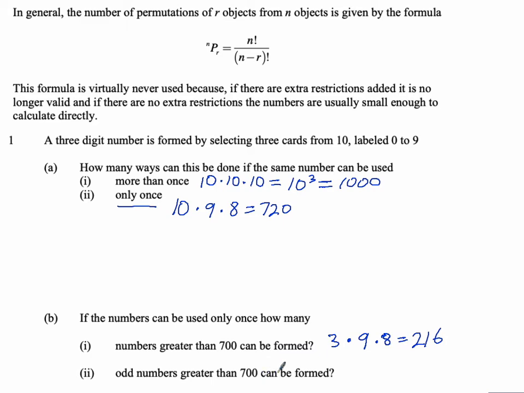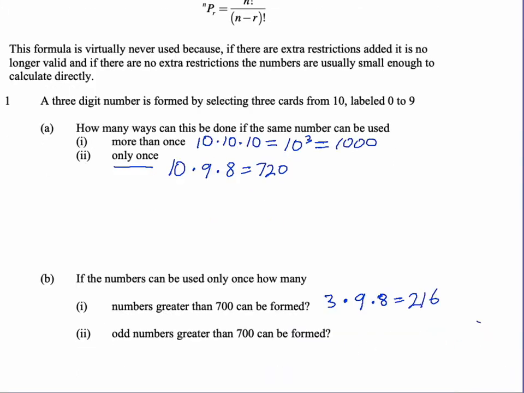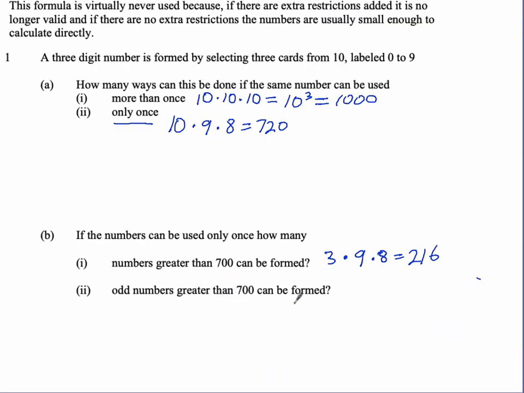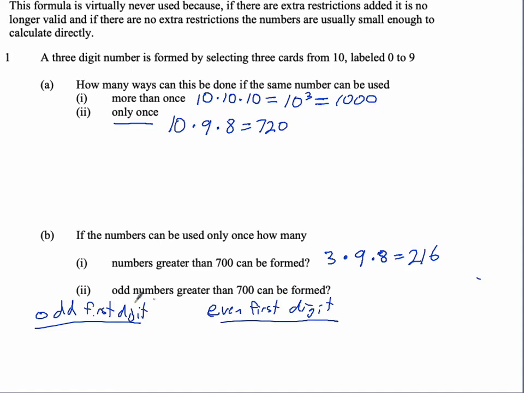How many odd numbers greater than 700 can be formed? Okay, if we want to look at the odd numbers, well, you got a couple of situations. We could have an odd first digit or an even first digit. Okay, that matters because we want the last digit to be odd. So it really matters what first digit you choose. Okay, if your first digit is odd, we could have a 7 or a 9. So there's 2 possibilities for the first digit.